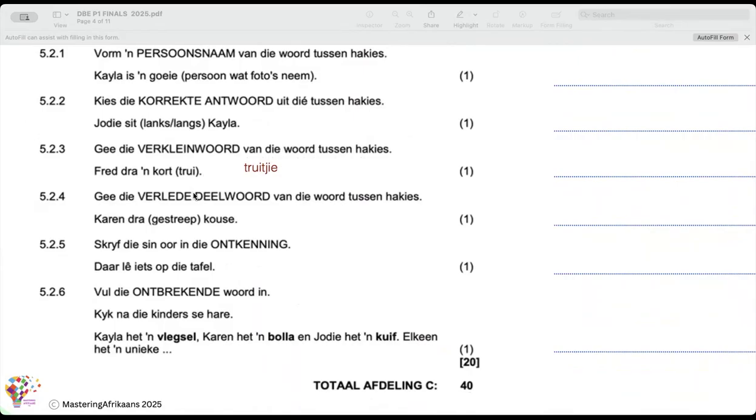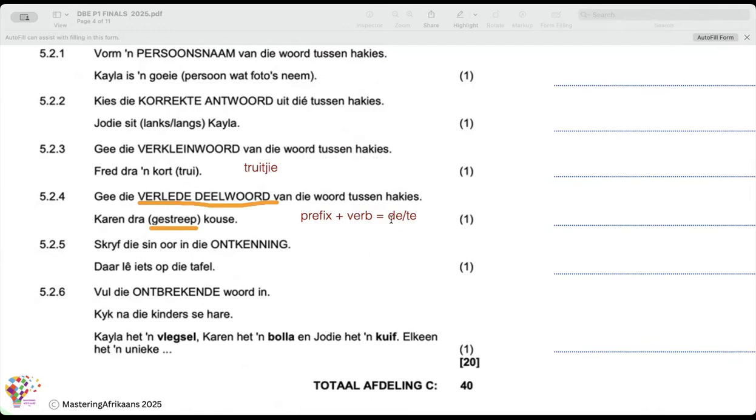A verlede deelwoord. So a deelwoord is a verb that is changed into an adjective. Verlede meaning past. So here we've got "Karen dra gestreepte kous". So gestreep here is your verb, and you want to put it into verlede deelwoord. And the way you do that is you have your prefix, then you have your main verb, and then you add either DE or TE onto the end. And so your prefix is going to be things like ge, her, onver, or mis. You have your verb, which is obviously the main part of the word.